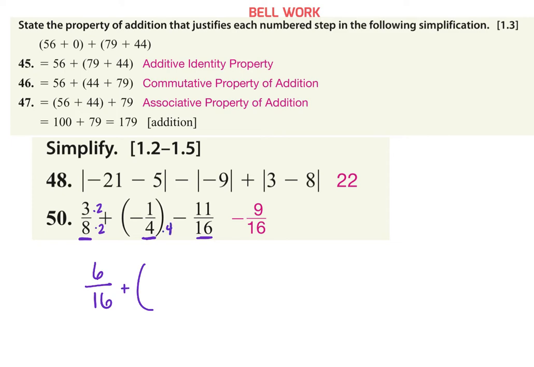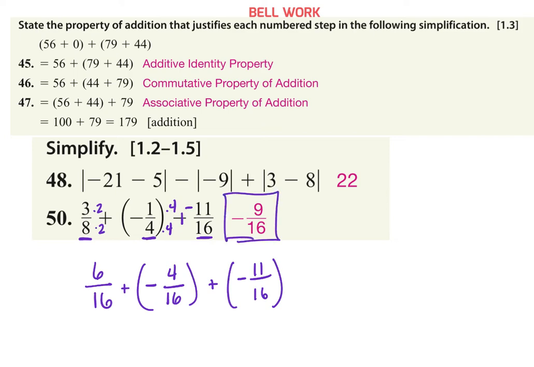Here I'm going to multiply top and bottom by 4. 4 times 1 is 4. 4 times 4 is 16. And I'm going to change just to plus a negative. It's already a 16. Plus a negative 11 over 16. You can just add across if you want to, or you can add the two negatives, but 6 plus a negative 4 is 2. 2 plus a negative 11 is negative 9. And that's where we're going to get our negative 9 over 16.